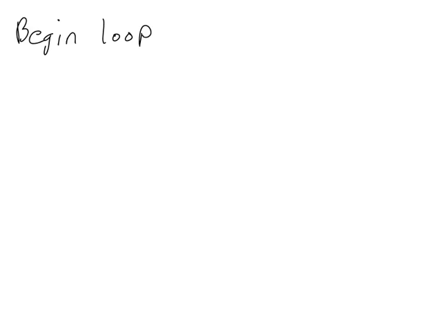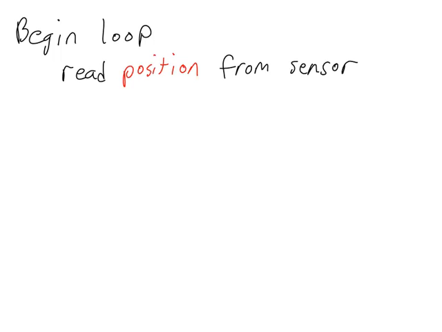All of the control equations in your motion control code will occur inside of a loop. The first thing you want to do inside this loop is read the current position from the sensor. In this code that I'm writing, I'll make the variables be in red. So here we're going to read the value from the sensor and we'll store it as a variable called position.